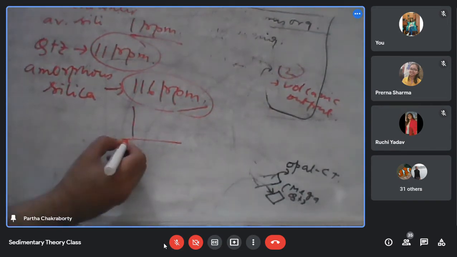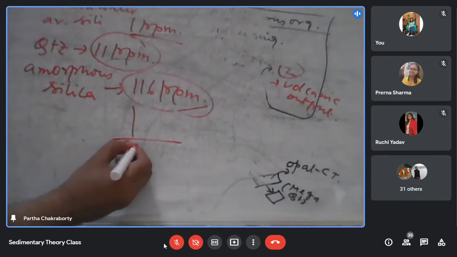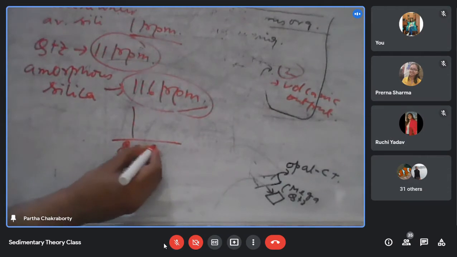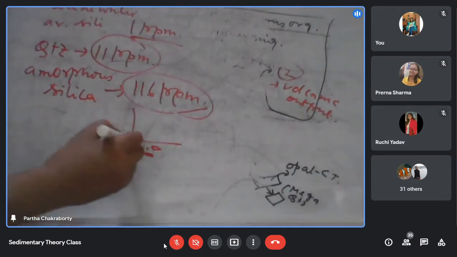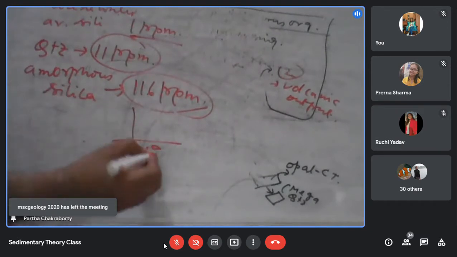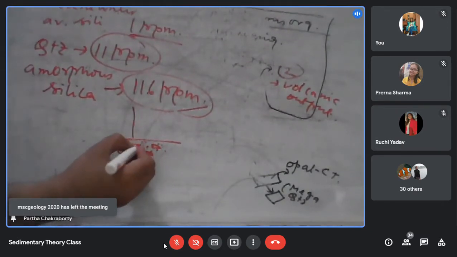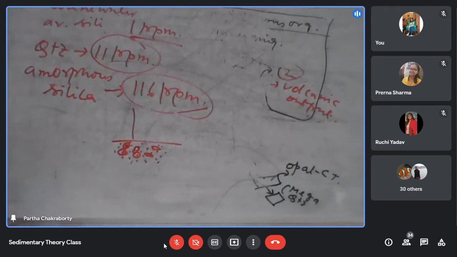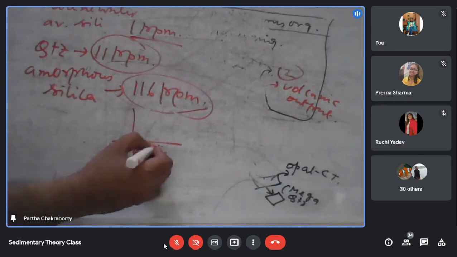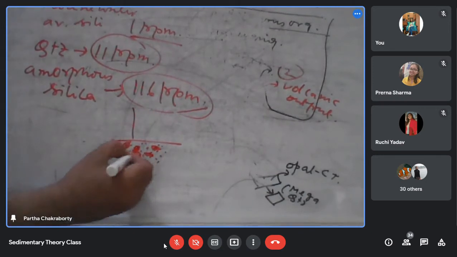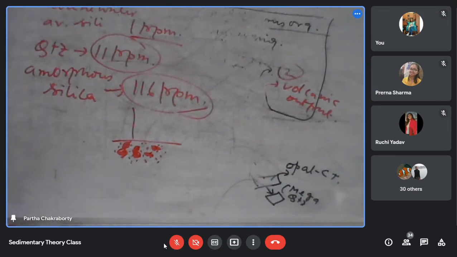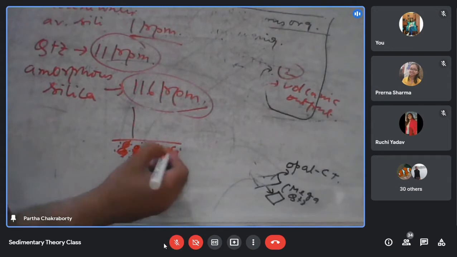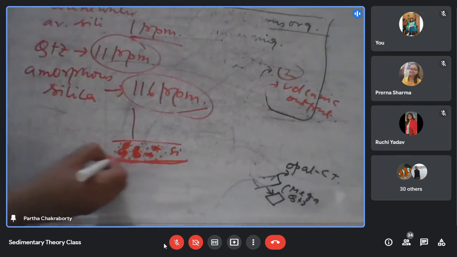Now these organisms, suppose there are diatoms, there are radiolaria, there are sponge spicules. Now their metallic shade is removed, and their tests are coming in contact with the pore water, and the pore water is undersaturated. So what will this pore water do? It will dissolve these tests. And as these tests are dissolved, the concentration of Si in this pore water becomes saturated to oversaturated.